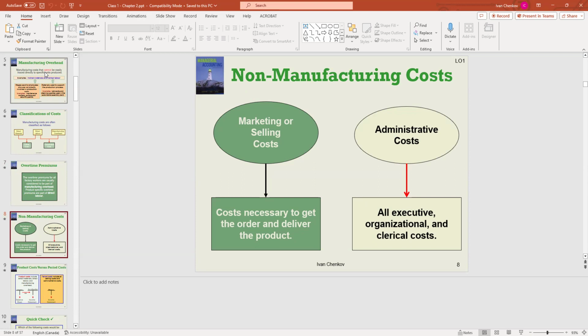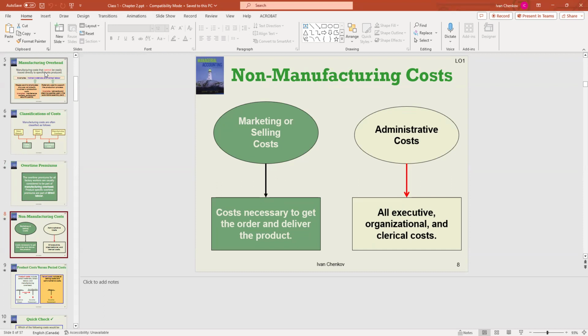Now, we found out that we have the product cost, or manufacturing cost. Is there any cost which is not related to manufacturing? Yes, there is. Which are those costs? Those are non-manufacturing costs. For the non-manufacturing costs, we have marketing and selling costs, which are not related directly to the production or manufacturing of the product, but are related to selling the product and advertising the product.